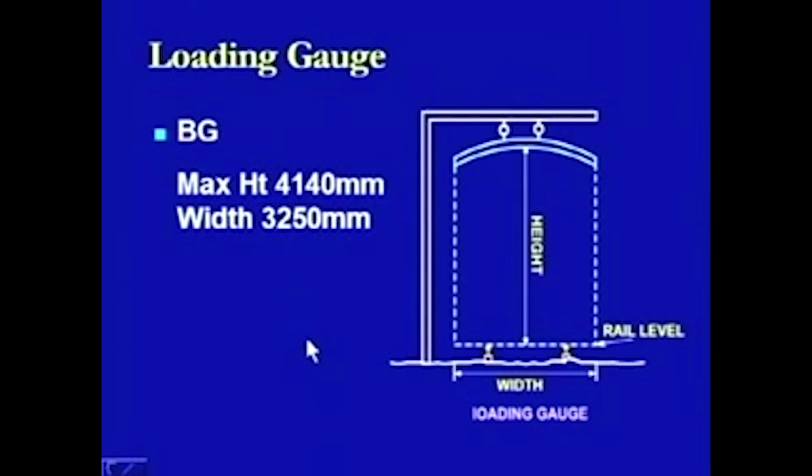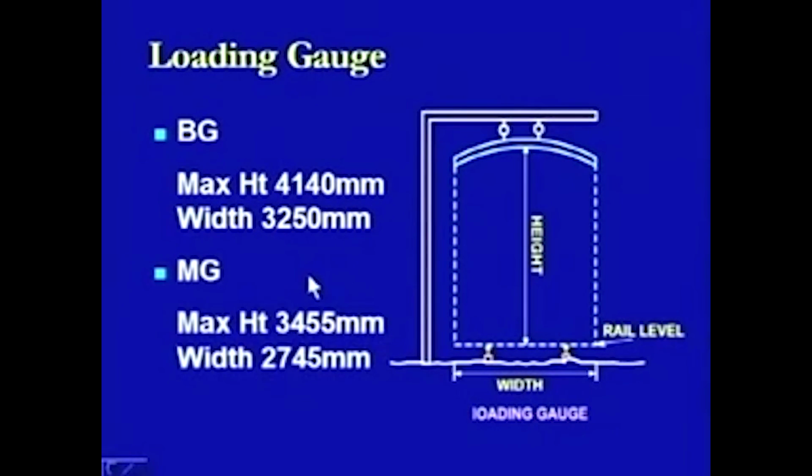Now we can look at the specifications. In the case of the broad gauge, the maximum height is 4140 mm, whereas the width is 3250 mm. In the case of the meter gauge, though we are still continuing with the meter gauge, that's why we are looking at this aspect, the height here is 3455 mm and the width is 2745 mm.